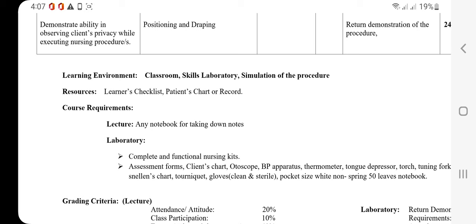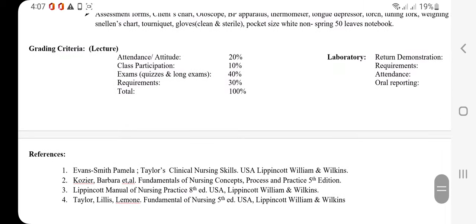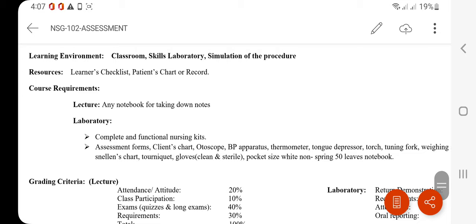For the resources, what I will use here is the Kozier book, which has the chapter on health assessment and also the vital signs, so you can get them. So it's either you have a copy, you buy one, or just an ebook. For the course requirements, in the lecture, any notebook for taking down notes, of course. I will provide a learning guide so you will not have difficulty, so at least you have an idea of what I am saying while watching my video.